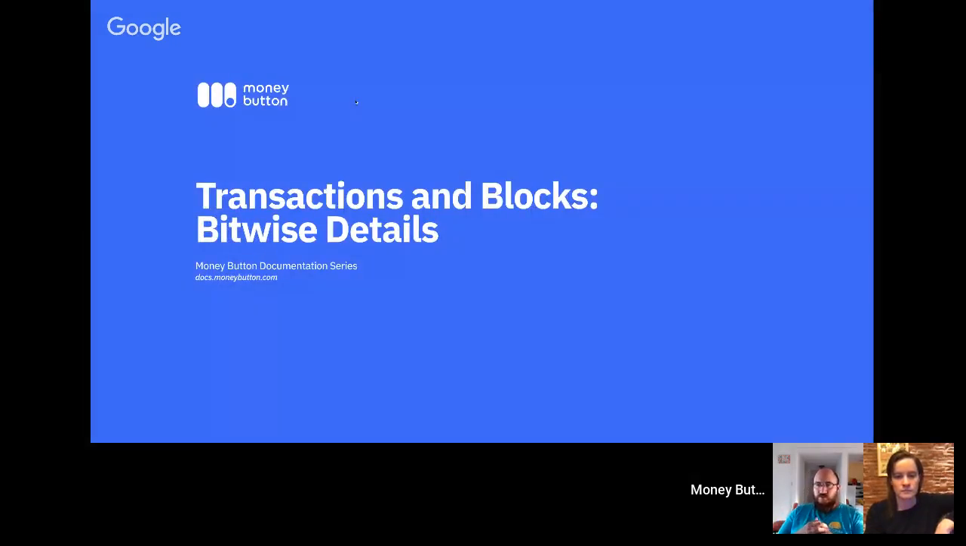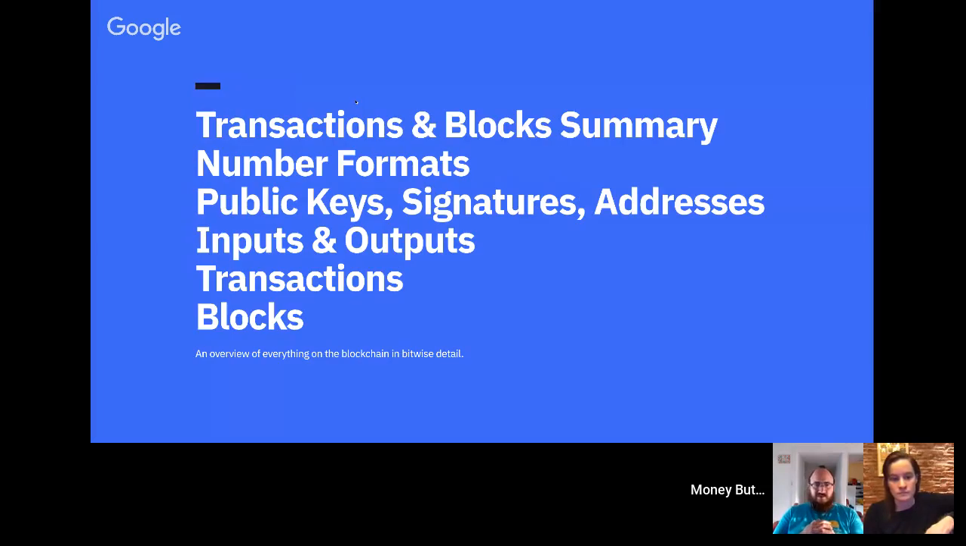Okay, so: transactions and blocks in bitwise detail. Basically, an overview is we'll talk about a summary of what transactions and blocks are, then talk about a number of different ways to format numbers, then talk about public keys, signatures, and addresses as seen on the blockchain, and then what inputs and outputs are. Once we have all that, we can talk about what a transaction is, and then finally talk about what blocks are in complete detail.